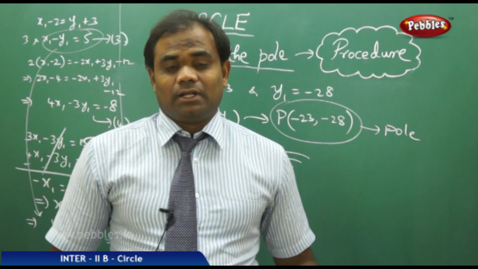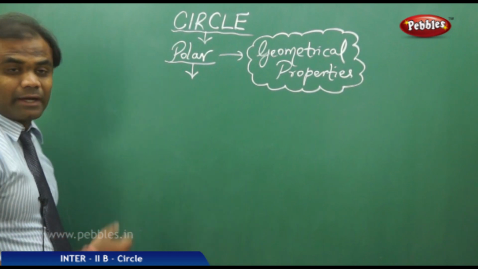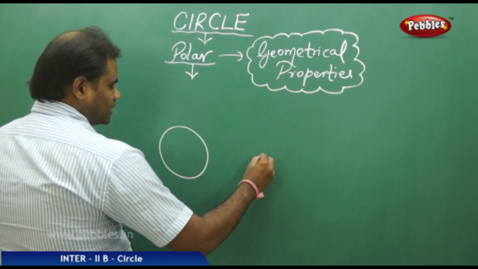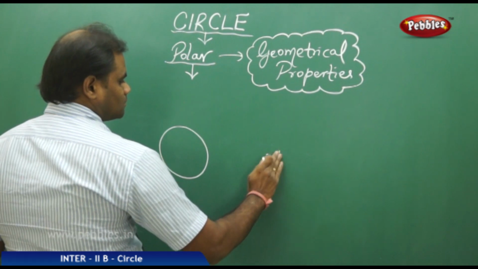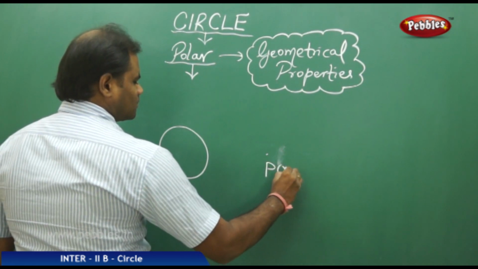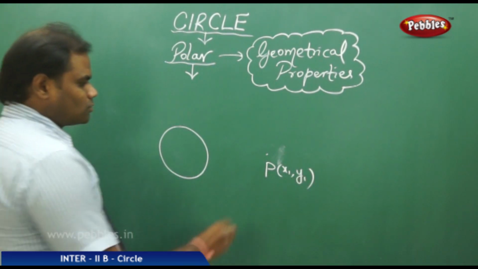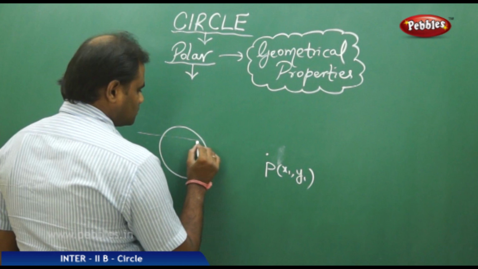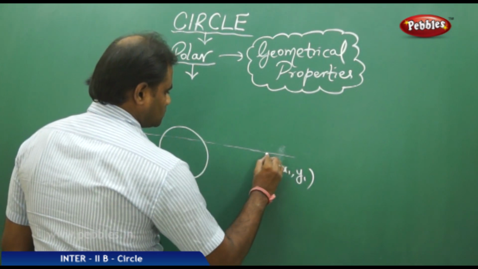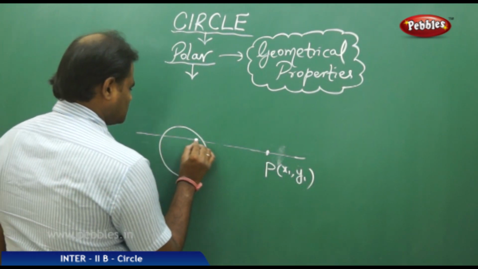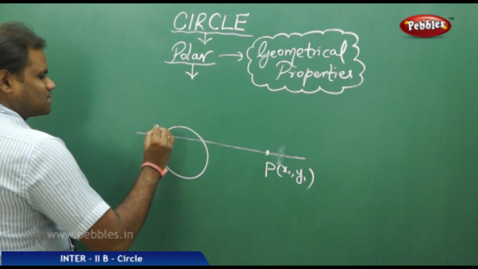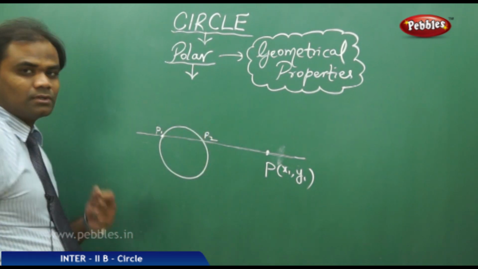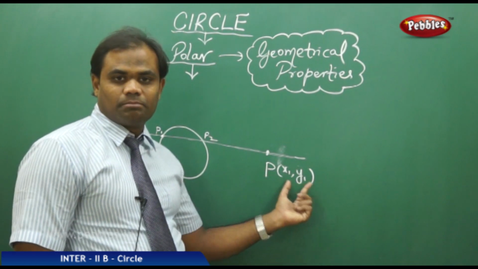Finding the pole for the circle S equal to 0. So let's see through a realistic diagram. If I have a circle and I take an external point P, say x1, y1, then I want to draw the polar for this point. Then in that case, I take a line passing through this, which cuts at say P1 and P2. So P1 and P2 are the corresponding points for pole P x1, y1.